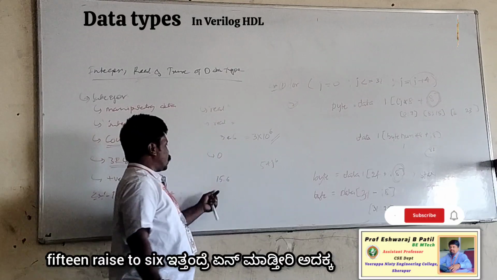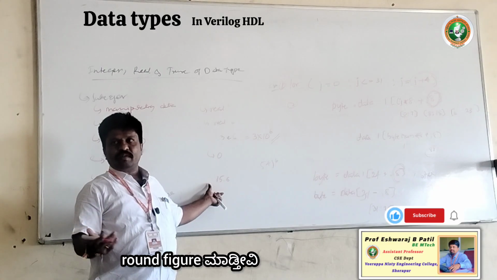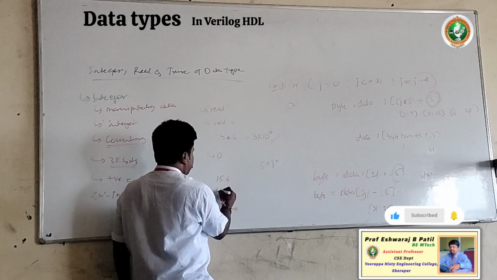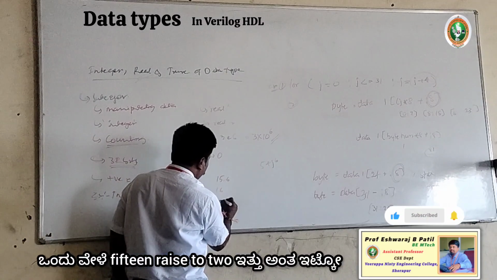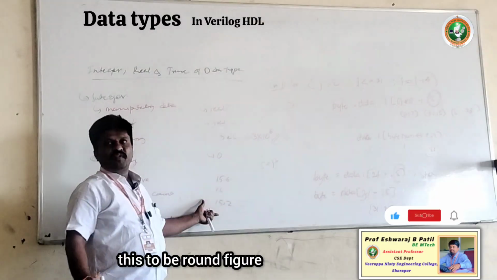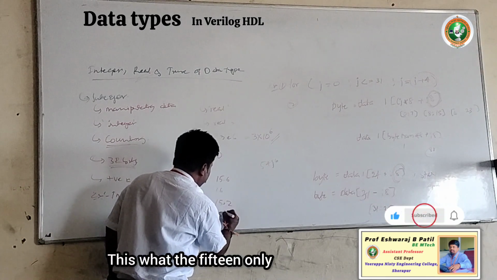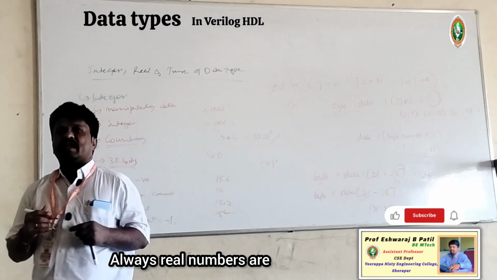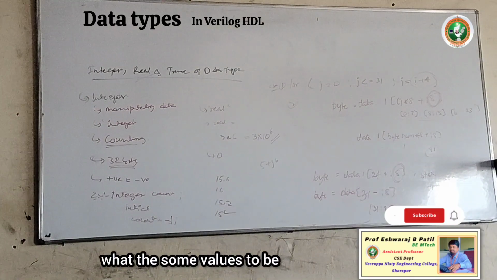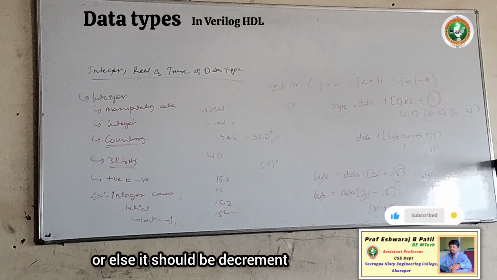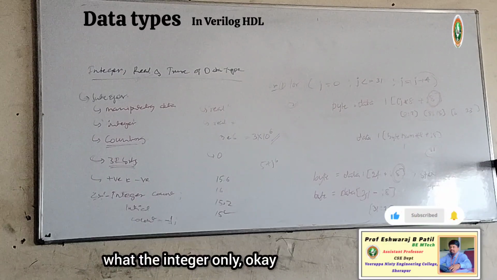15.6 ಇರ್ತದ. 15.6 ಇತ್ತಂದ್ರೆ ಏನ್ ಮಾಡ್ತೀರಿ? ಇದಕ್ಕೆ ಇಷ್ಟು ಕೌಂಟ್ ರೌಂಡ್ ಫಿಗರ್ ಮಾಡ್ತೀವಿ. ಎಷ್ಟು ರೌಂಡ್ ಫಿಗರ್ ಮಾಡ್ಬೋದು? ಇದು 16 ಮಾಡ್ಬೋದು, ಯಾಕಂದ್ರೆ more than 6 ಇರುತ್ತೆ. ಒಂದ್ ವೇಳೆ 15.2 ಇತ್ತಂತ ಇಟ್ಕೋ, this is to be rounded to some value. This is 15 only. Always real numbers are rounded to some values, either an increment or else a decrement. It should always at the end be defined with an integer only.